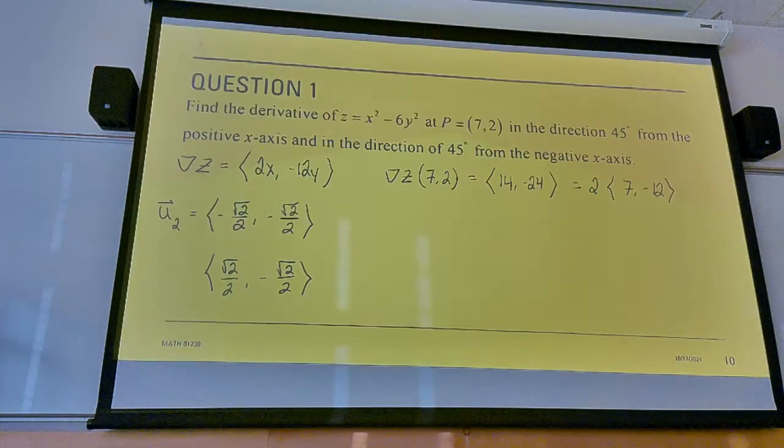When it says 45 degrees from the negative x-axis, how do you know if that's 45 degrees above it or below? That's the question, isn't it? You take that to be above.